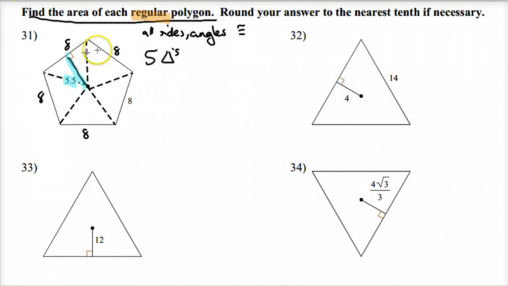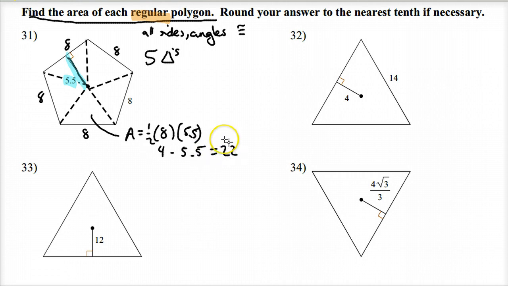And that's pretty awesome, because if I could find the area of one triangle, like let's say the area of this triangle, that would just be area equals 1/2 times base times height. And the base and height are 8 and 5.5. Well, half of 8 is 4. And then 4 times 5.5 would be 22. So that's the area of one triangle.